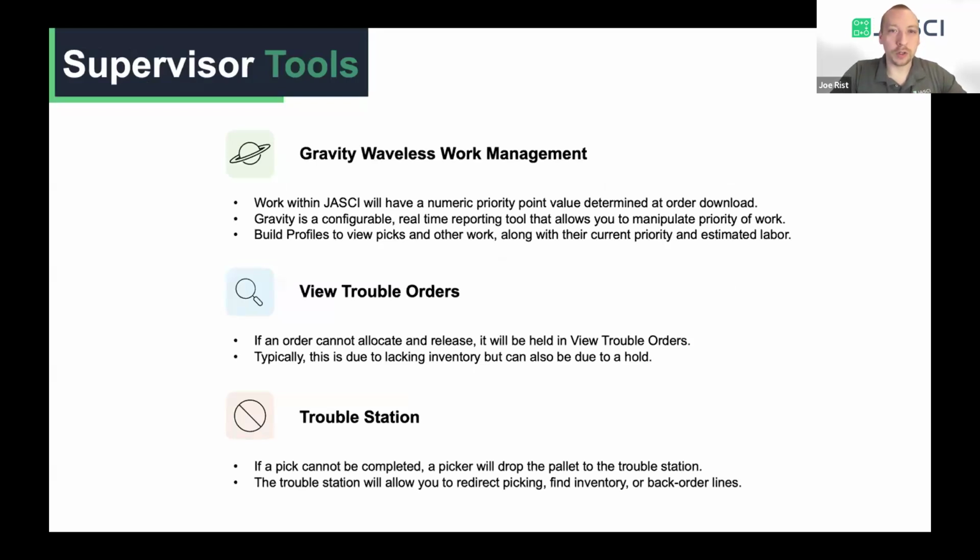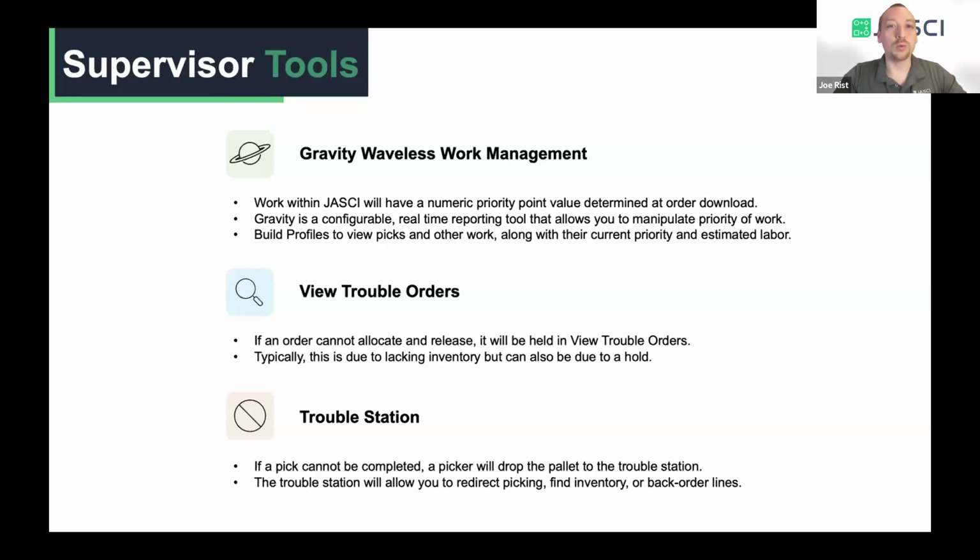So we also have some supervisor tools. So we have Gravity Waveless Work Management. We're very proud and happy about that tool. This is a JASCI specific feature because we have a patent on it. And Gravity Waveless Work Management allows you to basically create profiles of work for yourself to view, whether it's by the door it's getting loaded to or the route it's going on, the customer it's going to, however you want to view your orders and your picks that are out there. Gravity is going to relay back to you real-time information that shows you how many works, lines, and quantity, and how much estimated labor is across that profile.